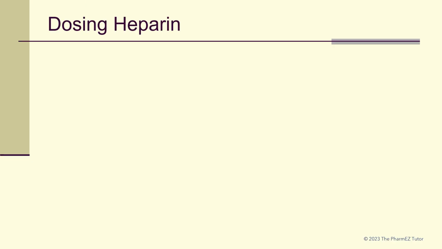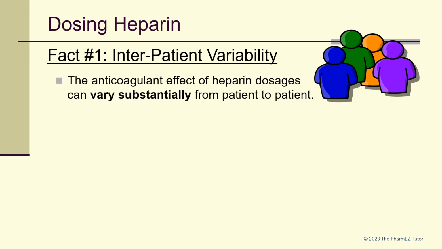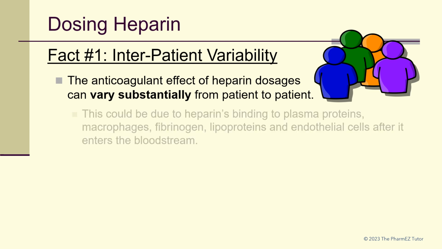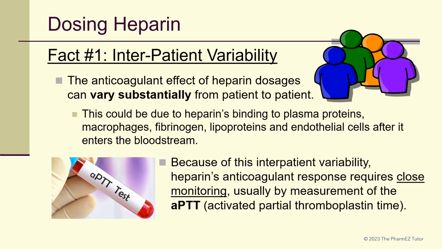To start off, let's discuss a couple of facts to remember about dosing heparin. Fact number 1, interpatient variability. The anticoagulant effect of heparin dosages can vary substantially from patient to patient. This could be due to heparin's binding to plasma proteins, macrophages, fibrinogen, lipoproteins, and endothelial cells after it enters the bloodstream. Because of this interpatient variability, heparin's anticoagulant response requires close monitoring, usually by measurement of the aPTT, activated partial thromboplastin time.